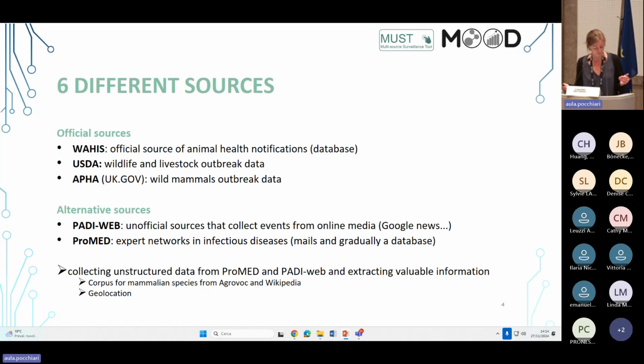So with these two alternative sources, we have to collect and extract unstructured data from text. So we had to develop one large corpus of text for mammalian species in different languages. So we did that from Agrovoc, Wikipedia, and also other taxonomic sources. And the second challenge was about geolocation. How can we find the right place of the outbreak inside a text article?